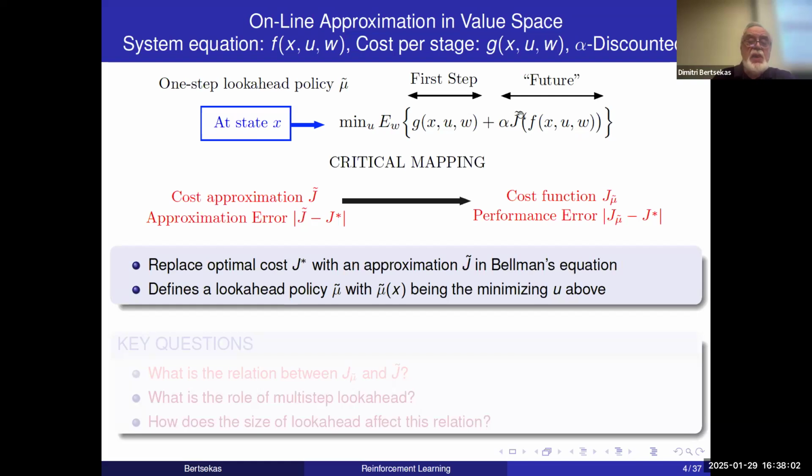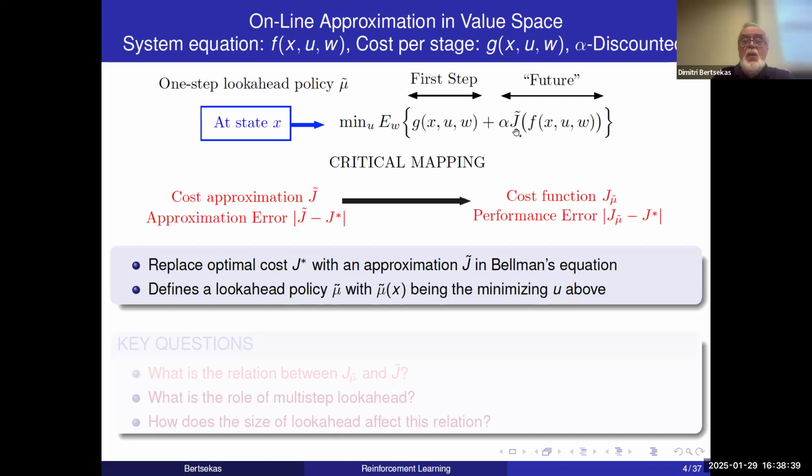And the approximation is here in this J tilde. In particular, we replace the optimal cost J star with an approximation in Bellman's equation. And instead of obtaining the optimal control, we obtain a suboptimal control because of this approximation. That suboptimal control is encoded in a one-step look-ahead policy, mu tilde, a lookup table that tells us at each state x what control to apply, mu tilde of x. So this is our standard framework, and there's a mapping that we want to focus on here.